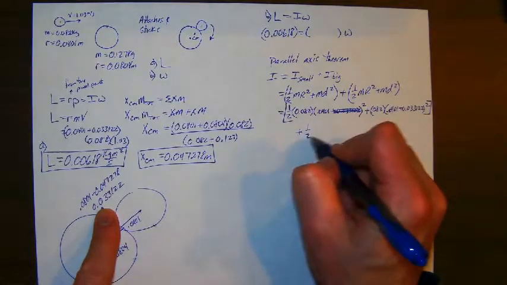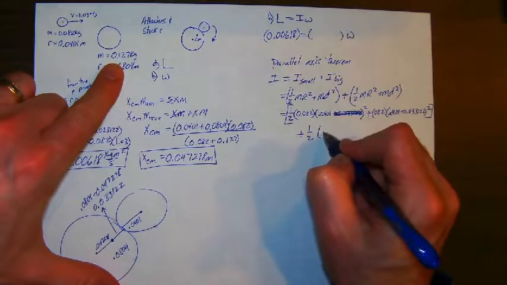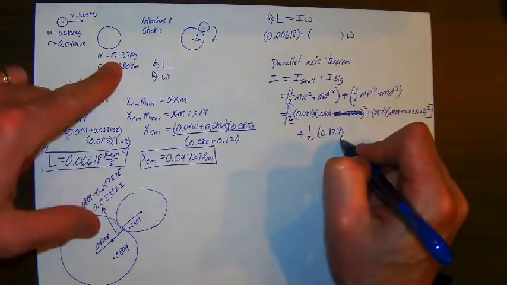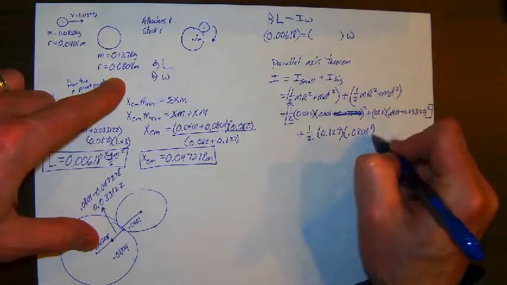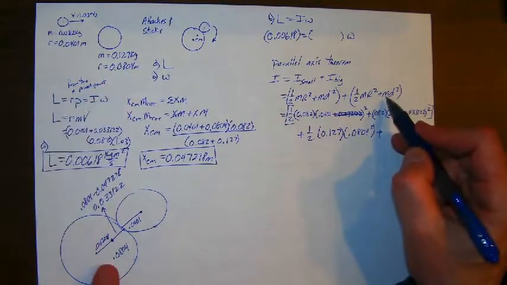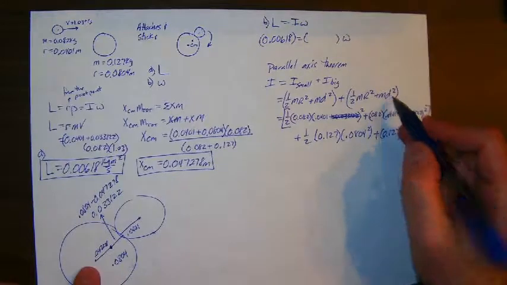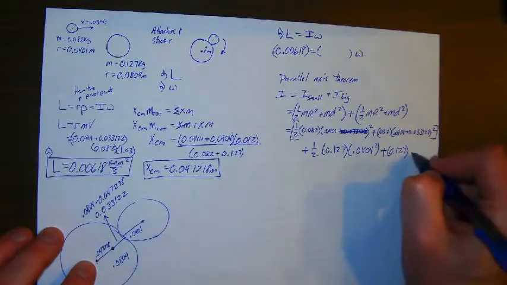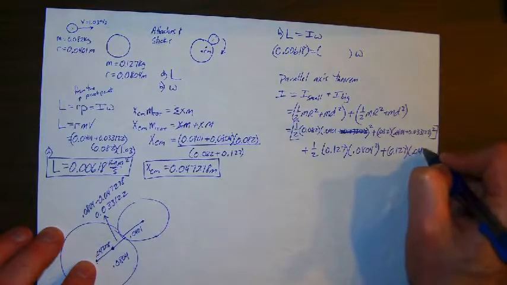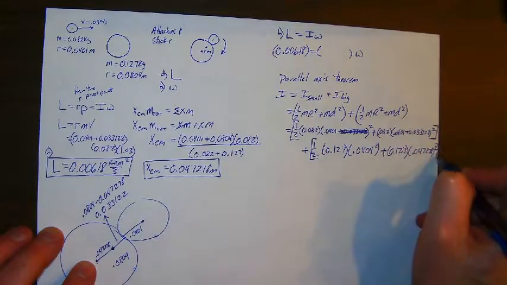Now I'm going to also add the big puck. So I'm going to have the mass, which is 0.127, times the radius of the big puck, which is 0.0804 squared, plus the mass of the big puck, 0.127, times the distance between the two axes, the center of mass of the system and the center of mass of the small puck, which is that 0.047278 squared. So that's all the big puck.